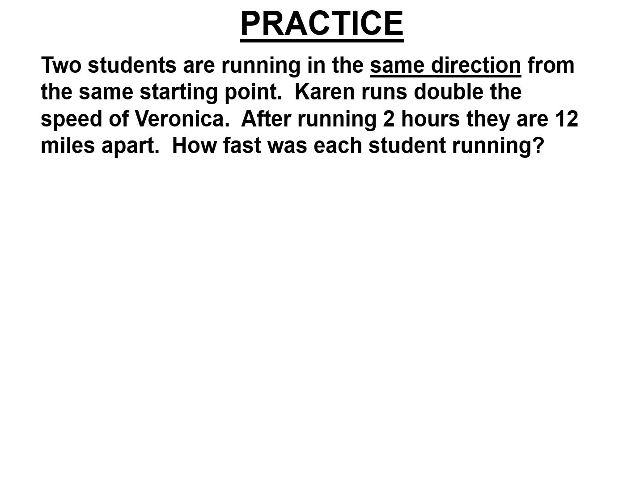Two runners are running in the same direction from the same starting point. Karen, so let's use K for Karen, runs double the speed of Veronica. K equals 2V. All right, after running 2 hours, they are 12 miles apart. So now Karen is the faster one, so she has to go first or you end up with wrong answers. All right, so that's 2 hours, so that's where that comes from. They're both running for 2 hours, and they get 12 miles apart.